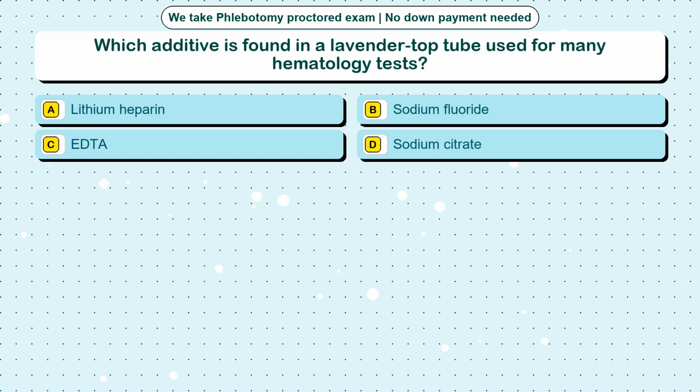Question 33. Which additive is found in a lavender top tube used for many hematology tests? Option A, lithium heparin. Option B, sodium fluoride. Option C, EDTA. Option D, sodium citrate.